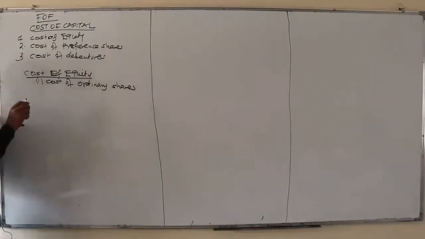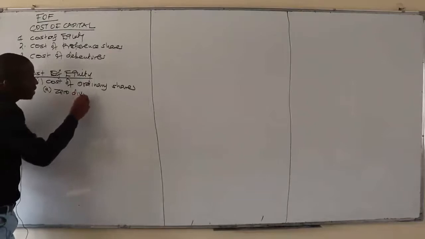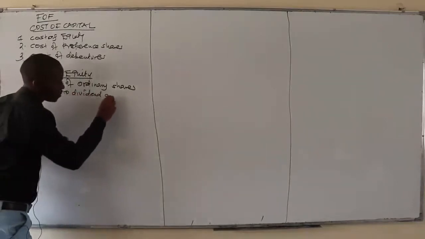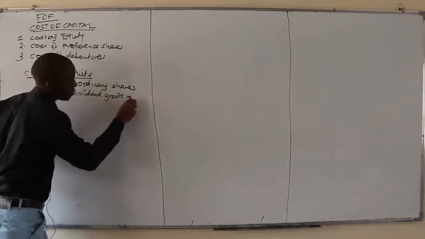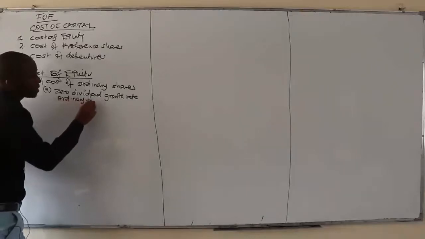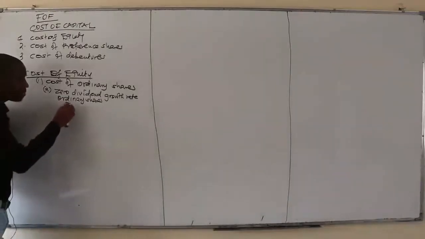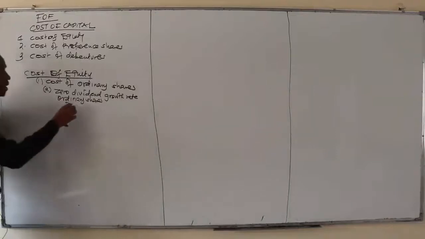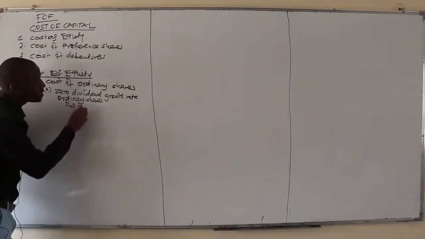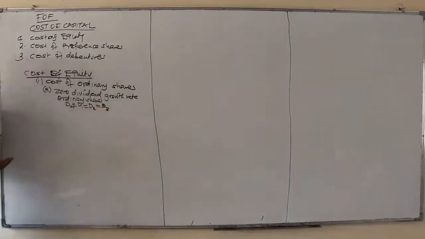For you to get the cost of ordinary shares, it will depend on the type of ordinary share. We have the zero dividend growth rate ordinary shares. These are shares where the dividend will not grow. For example, the dividend paid in year one will be the same as the dividend in year two, year three, or year four. There is no growth in the dividend.